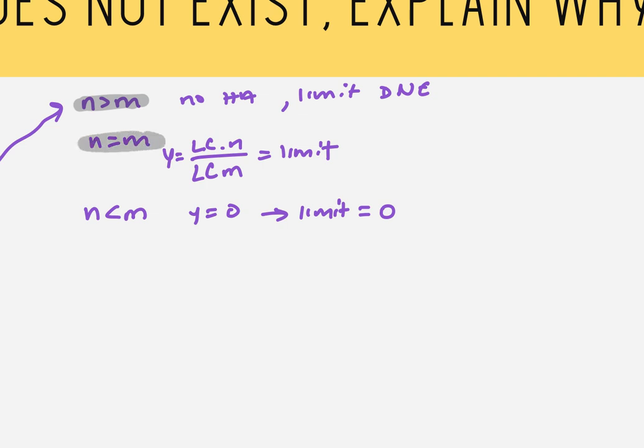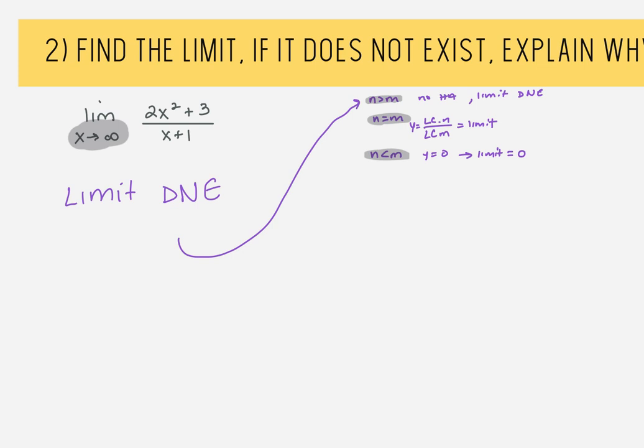So it is because n is greater than m, but it's also because there's no horizontal asymptote. If n equals m, then you do the leading coefficient of the numerator over the leading coefficient of the denominator. And then if n is less than m, then it's y equals 0, so your limit would have been 0. So this case was the first one. The limit did not exist.